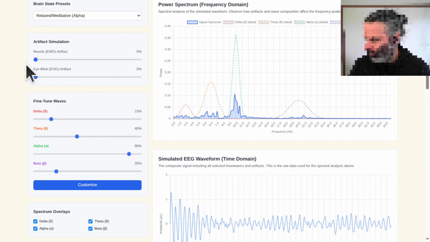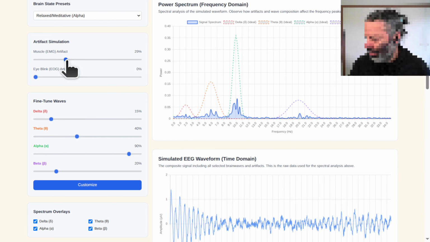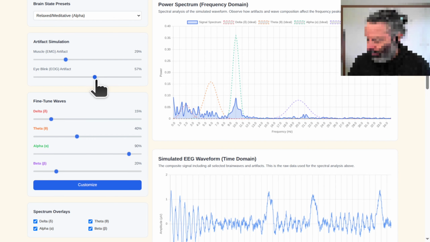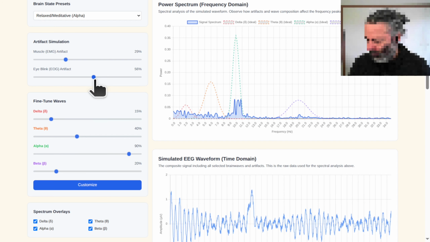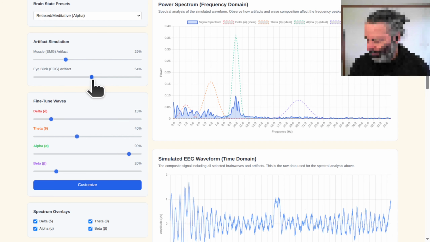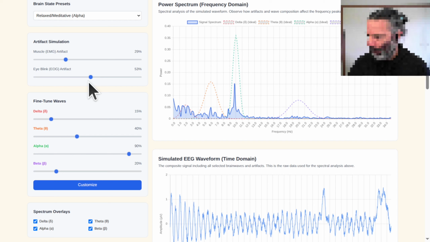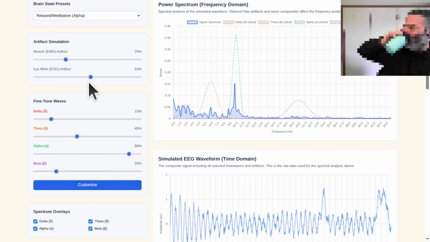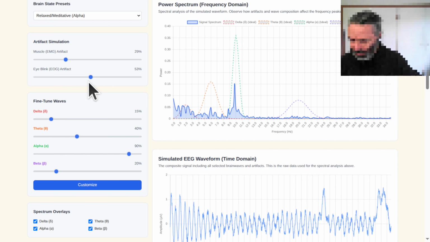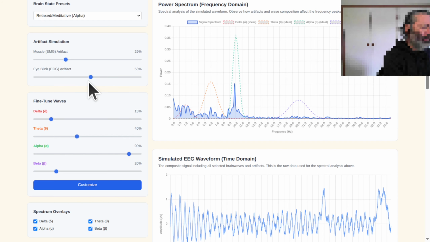And it's not just ideal states, right? You mentioned artifacts. There's an artifact simulation section. Why is adding the messy stuff important? Oh, it's absolutely crucial. Real EEG is never clean. You always get signals that aren't from the brain. So here you can add things like muscle artifacts, EMG, that high frequency noise when you maybe clutch your jaw. Okay. Or eye blink artifacts, EOG. Those are those big, slow spikes you see when someone blinks.